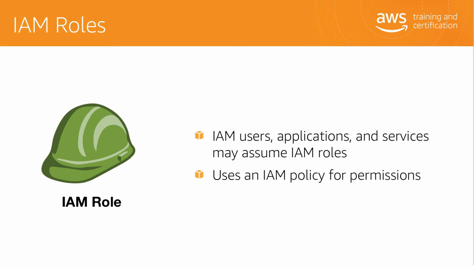IAM roles can be used to delegate access to users, applications, or services that don't normally have access to your AWS resources. A user who assumes a role temporarily gives up his or her own permissions and instead takes on the permissions of the role, like wearing many hats in order to perform different tasks.